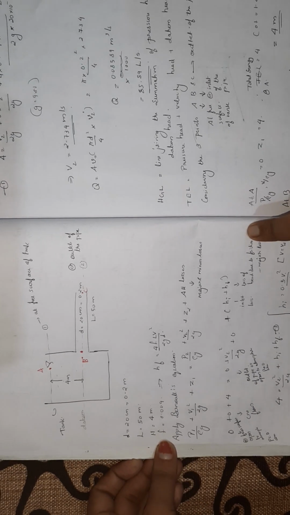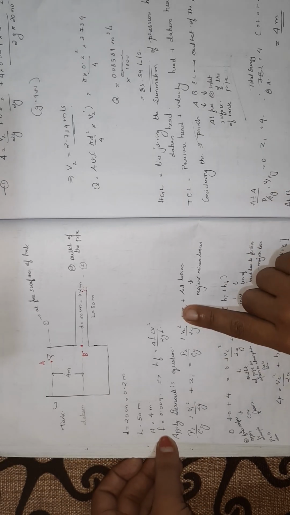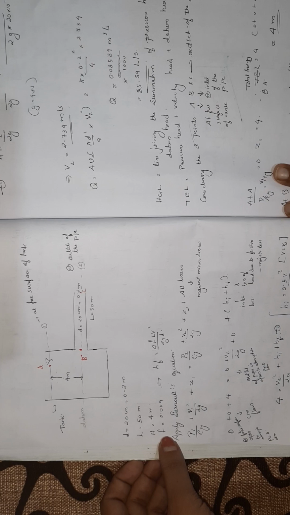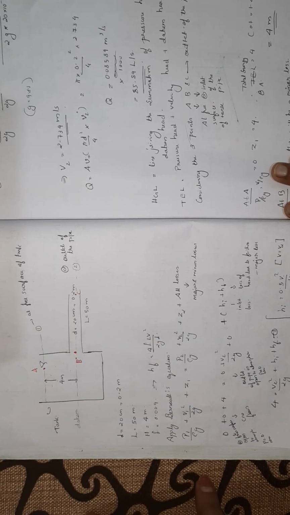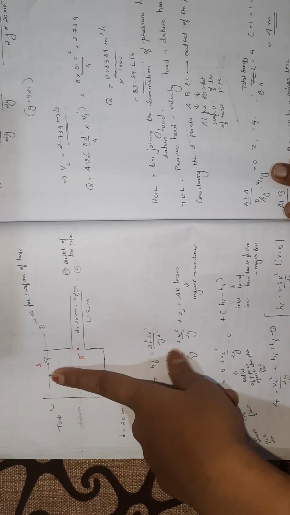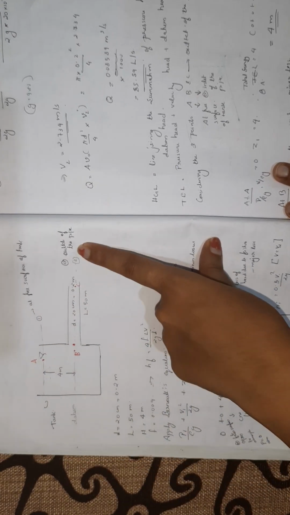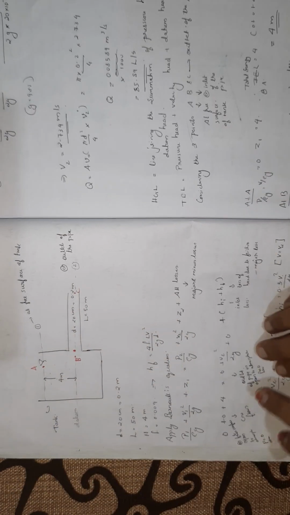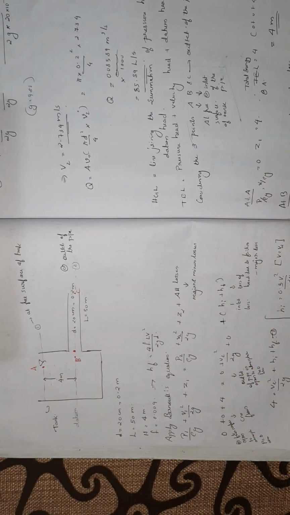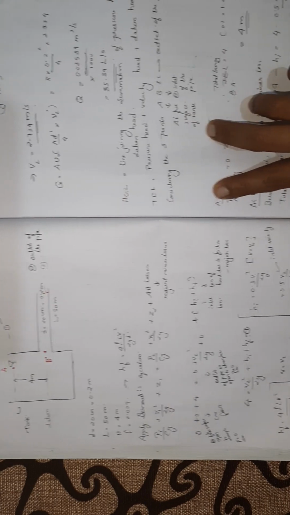Okay, so applying the Bernoulli's equation, see, the Bernoulli's equation should always be applied at 2 points, right? So the points to be considered is one at the free surface of the tank and the other at the outlet of the pipe. Why are we considering these 2 points? So that we can get a very simplified Bernoulli's equation. Okay, so let's see how we can get that.